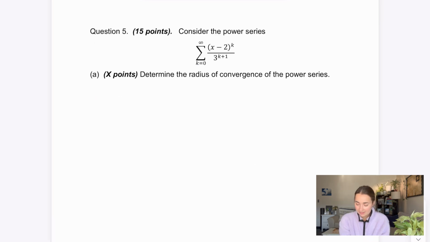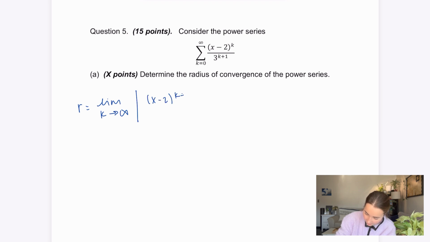Question 5, we want to consider the power series, and for part A, we want to determine the radius of convergence of the power series. Keyword, radius of convergence, ratio test. Radius, ratio. We want to take the limit as k approaches infinity. We're going to take our k plus 1 term, so it's going to be x minus 2 to the k plus 1 divided by 3 to the k plus 1 plus 1. I'm adding 1 to k, right? You can totally just write this as k plus 2 though.